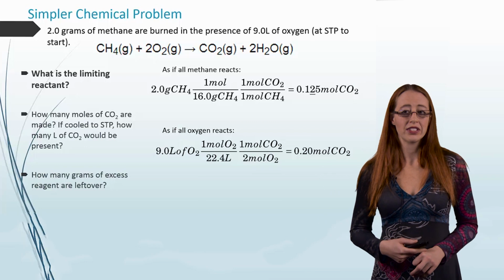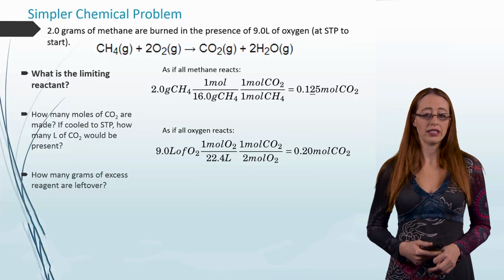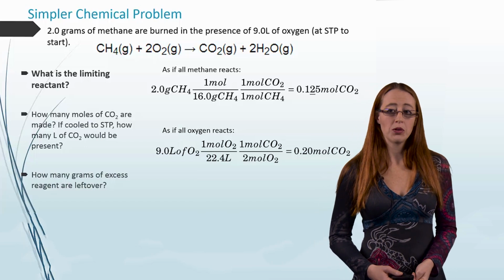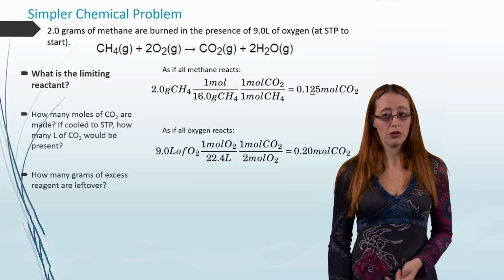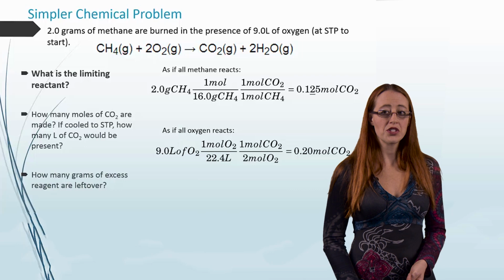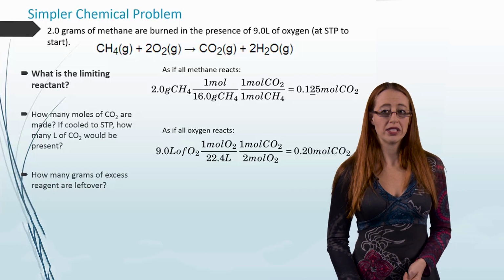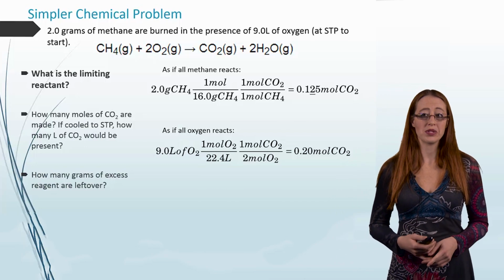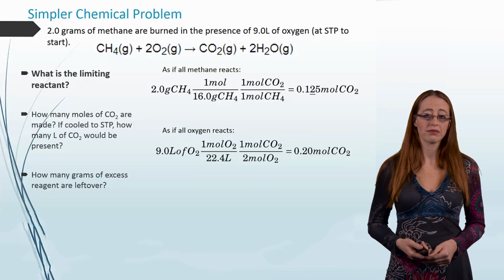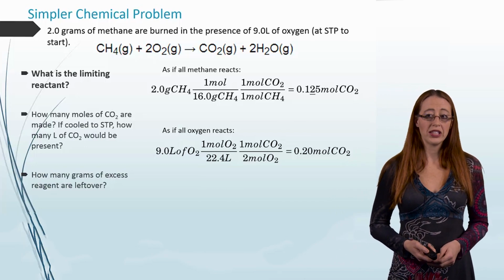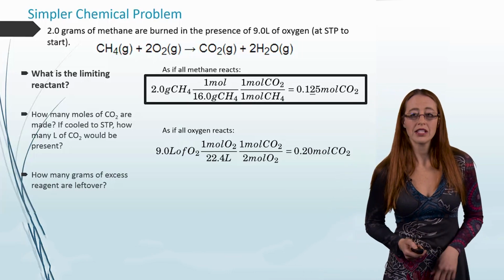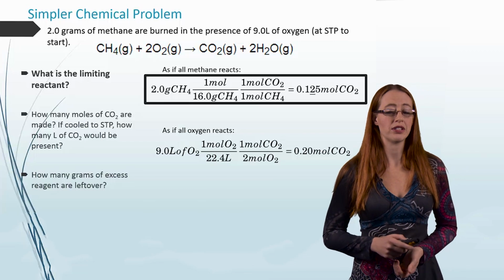So we have our 9 liters divided by our 22.4 liters in order to get to moles of oxygen. Once we have moles of oxygen, we need to convert into moles of carbon dioxide, and so we use our mole ratio, which is 1-to-2. This leaves us with 0.20 moles of carbon dioxide. So we look at this and see which one's lowest, and it's our methane again, and so our methane is once again our limiting reagent.